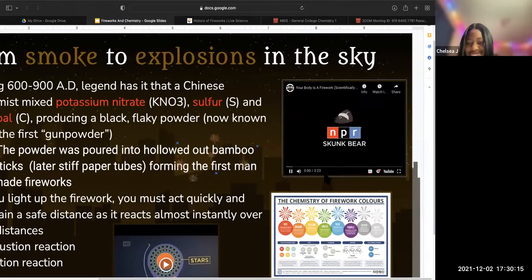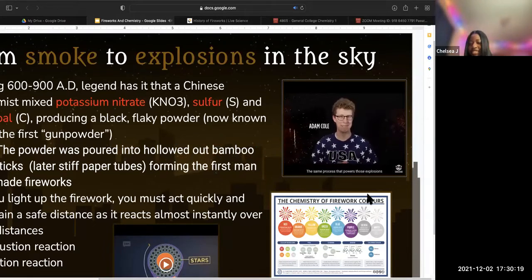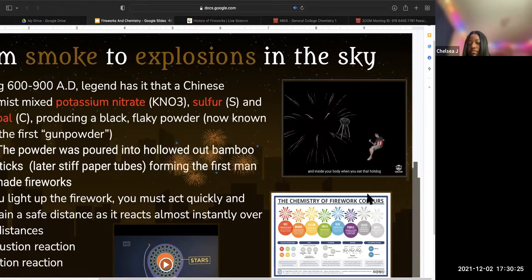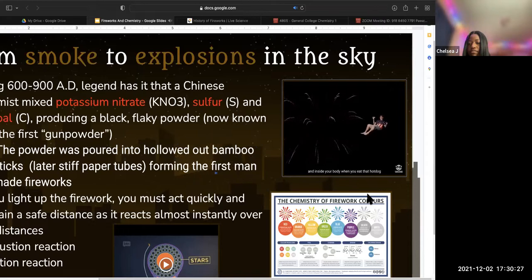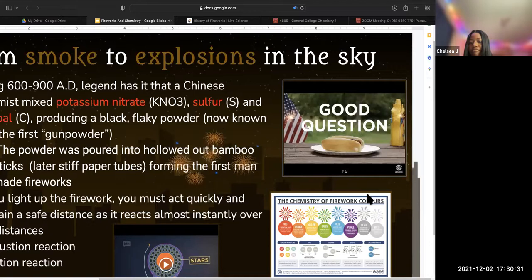You have more in common with the fireworks than you might think. The same process that powers those explosions is going on inside a grill when you cook a hot dog, and inside your body when you eat that hot dog. What are you talking about?